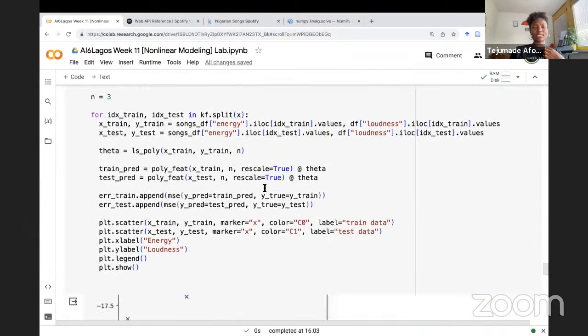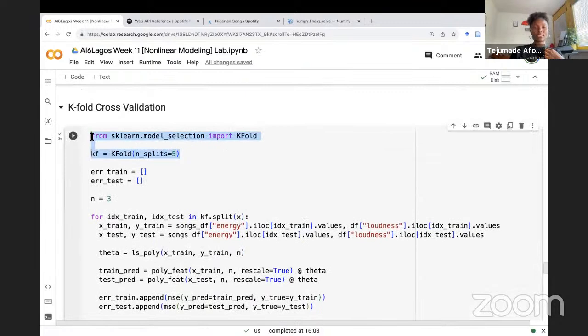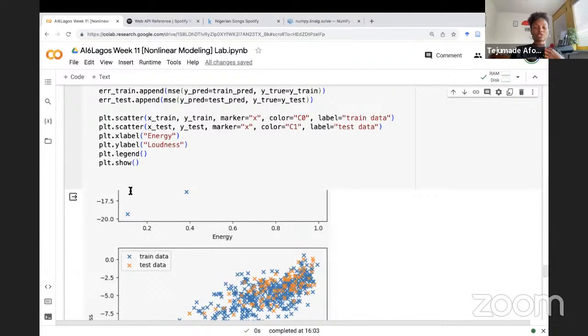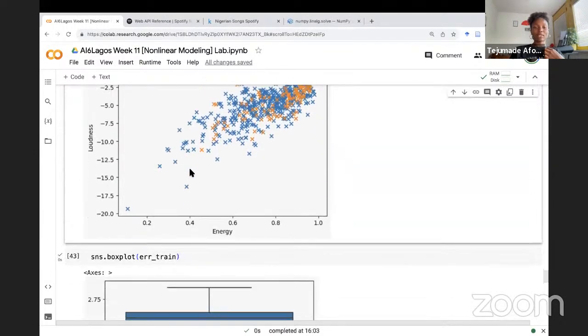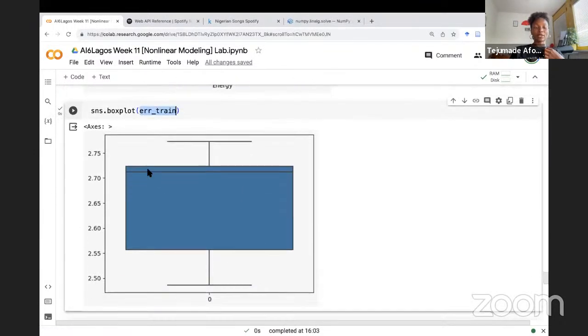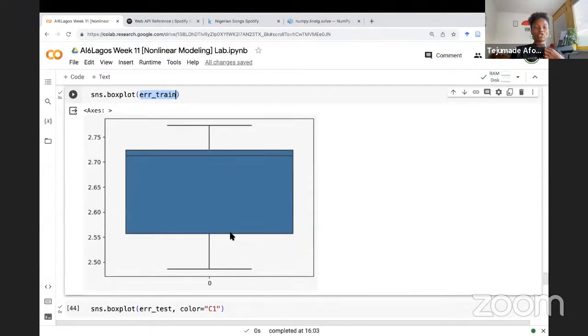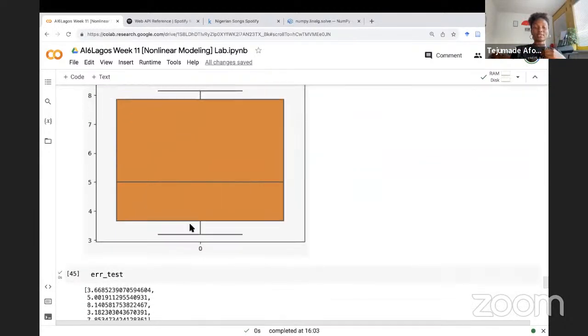I also showed you how to do k-fold cross validation, by just using the sklearn KFold. Then you can have different splits and train your model, and visualize what the different splits look like. Once you train your model and get the error, you can look at the distribution of the error for your test and your train. Usually when you use k-fold validation, you take the mean of this error as the error you assume for your particular setting. The mean of the test error, not the train error.